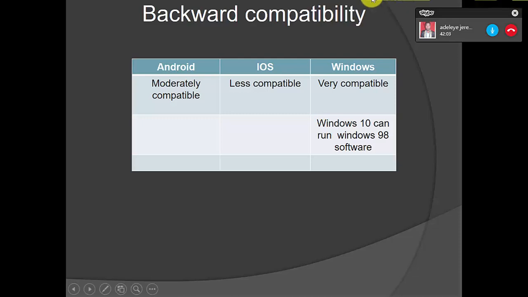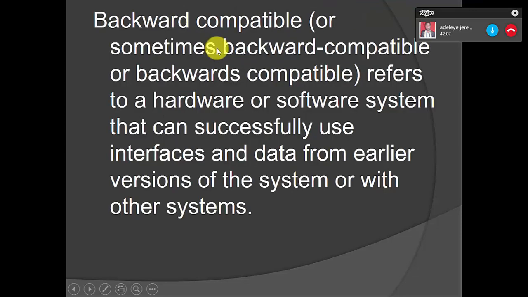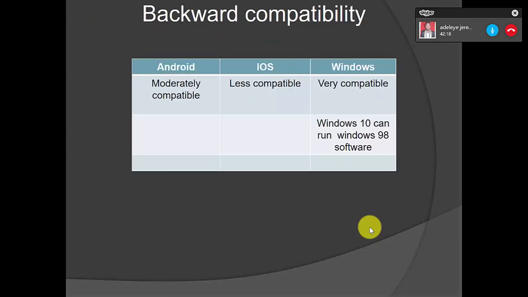It's a state whereby a newly developed software can work on an old system, or newly developed hardware can run the old operating system. So we want to look at all these three. The first one is Android compatibility. We have a case where some applications, for instance KitKat, which is Android 4.4.